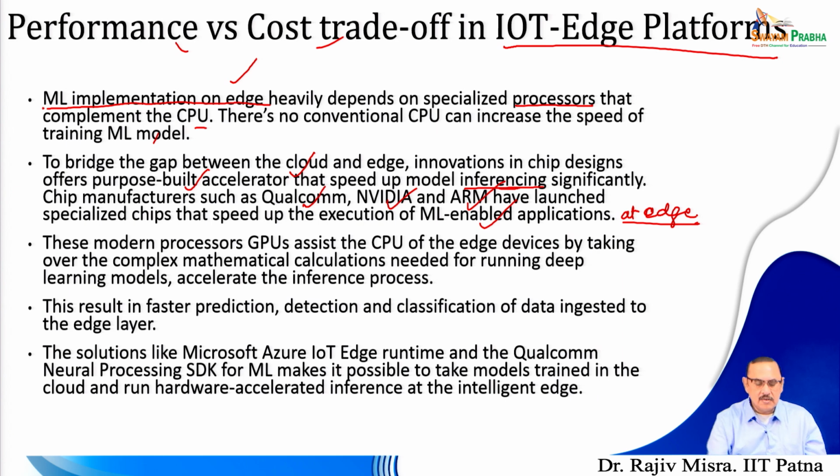Now, these modern GPUs assist the CPUs of the edge devices by taking over the complex mathematical calculations needed for running the deep learning model, accelerating the inferencing process. So, this results in faster prediction, detection, and classification of the data ingested to the edge layer. So, solutions like Microsoft Azure IoT Edge runtime and the Qualcomm neural processing SDKs for machine learning make it possible to have models trained in the cloud, but run hardware accelerated inferencing at the intelligence edge.